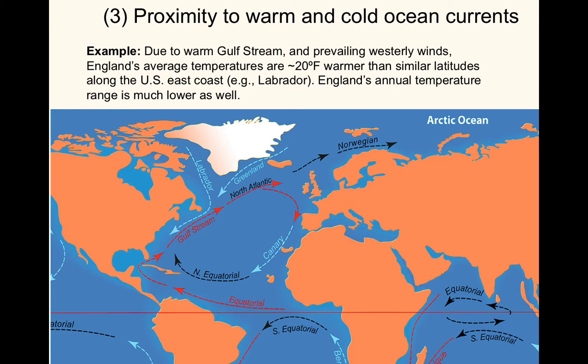Another thing you have to consider is the proximity to warm and cold ocean currents. A good example of that is the warm Gulf Stream that goes along the coast of the United States here on the East Coast, that brings up very warm water from the tropics towards the poles. At the same time, there's prevailing westerly winds going from west to east, which advects or moves some of that heat towards England, and England will actually see about 20 degrees Fahrenheit warmer temperatures on annual average than similar latitudes that are not downstream of the Gulf Stream air.